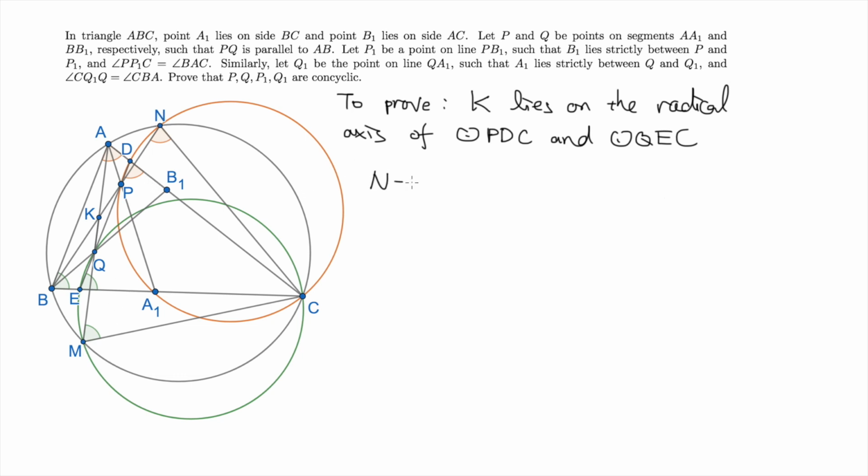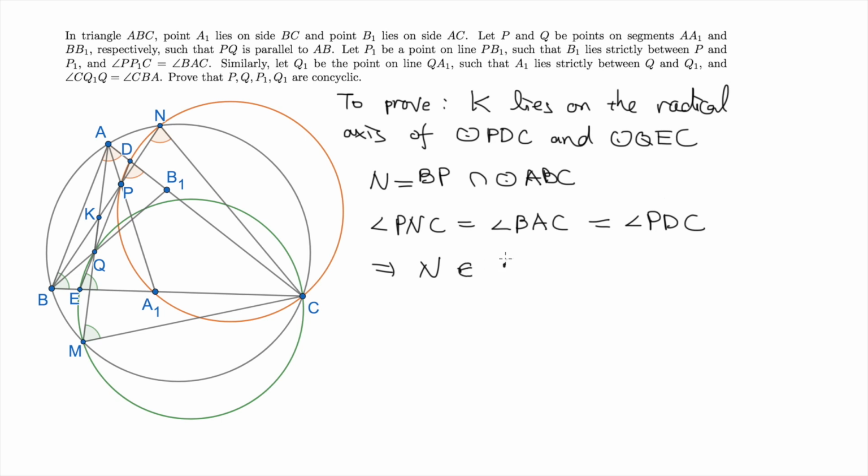Now let's denote N as the intersection of BP and the circumcircle of ABC. Then by basic angle tracing, we have the angle PNC equals the angle BAC, which again equals the angle PDC, since PQ is parallel to AB. This implies that N lies on the circle PDC. Similarly, if we define M as the intersection of AQ and the circle ABC, then we also have M lies on the circle QEC.